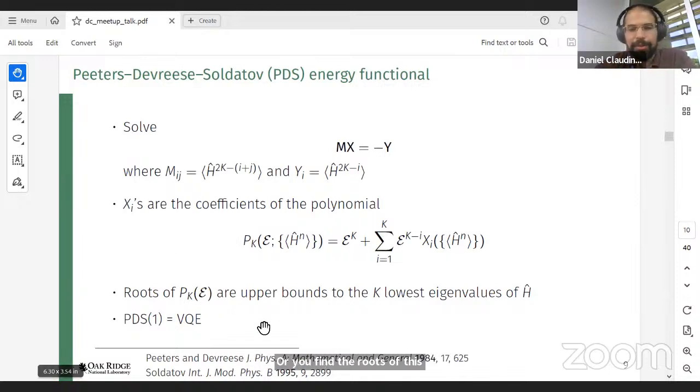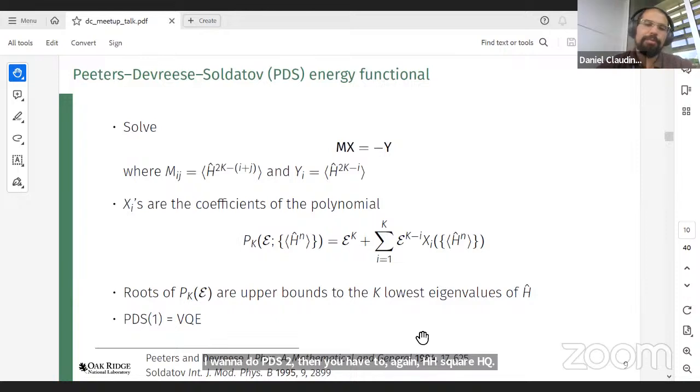And those roots are upper bounds to the first k eigenenergies. So if you say I want to do PDS2, then you have to do, again, H squared, H cubed. That gives you two roots: an upper bound to the ground state and an upper bound to the first excited state. Hope that answers the question.